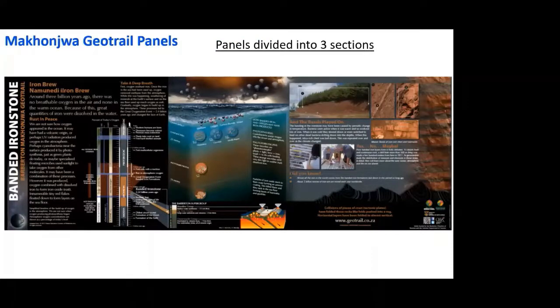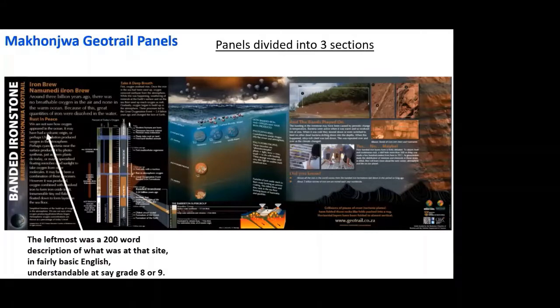formation of the red beds, the banded iron formations, and we separated each panel into 3 areas. This part of the panel was a maximum of 200 words, as basic as we could make it to get across the information. We aimed it at school children, 8 or 9 to 15, 16-year-olds, that sort of level. And indeed, we took schools up there and made sure that we could get this information across. So that's where people started it.